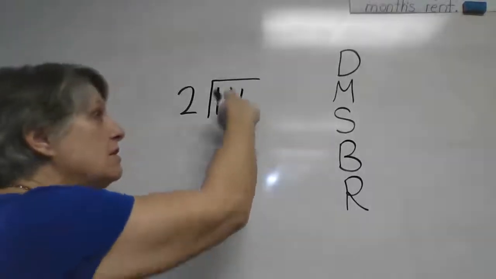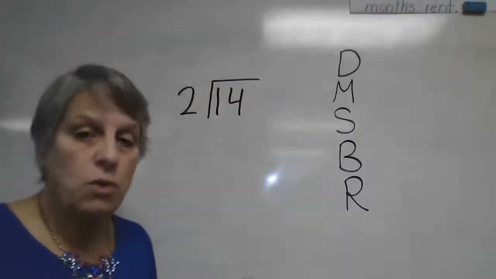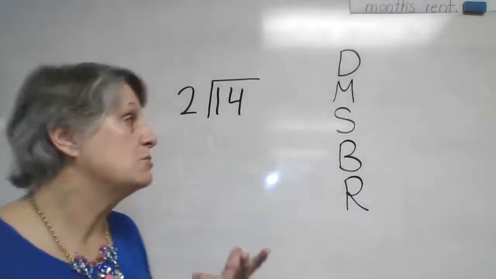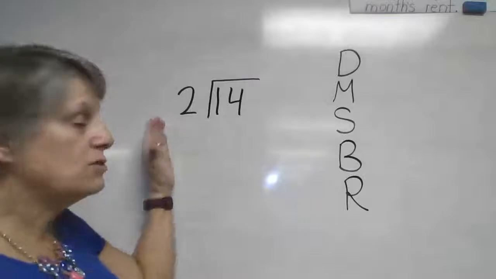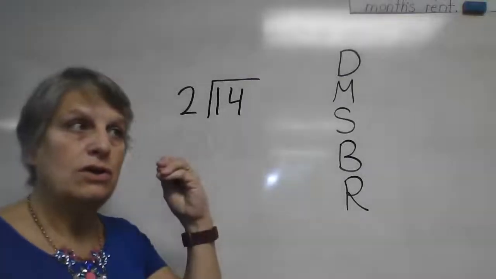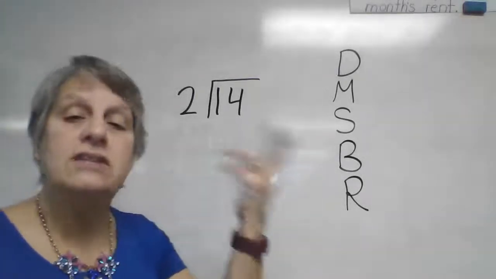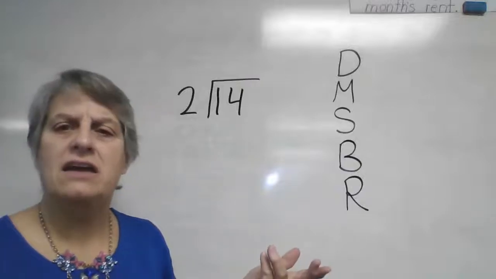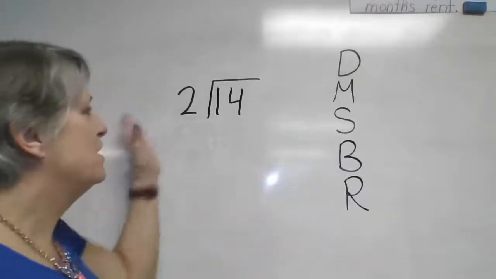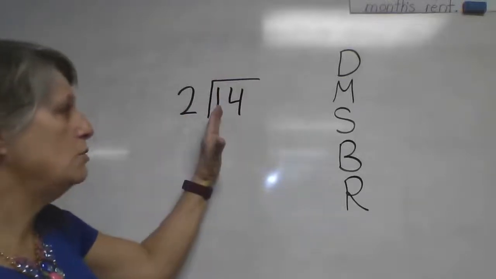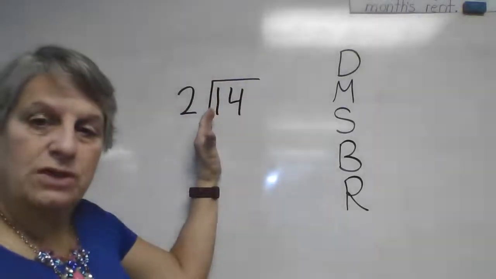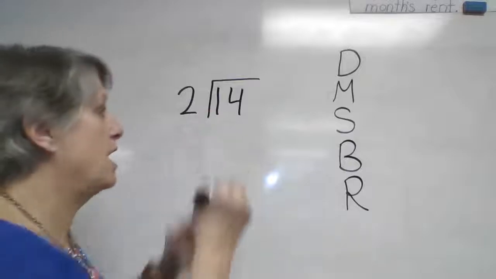Divisor, dividend, quotient. The quotient is the answer in a division problem. The dividend is the number that you're dividing. The divisor is the number that you are dividing the dividend by. I don't even know how to say that to make it sound better. So we start out with the first digit. 2 goes into 1. Can you divide 1 by 2? No, you cannot.